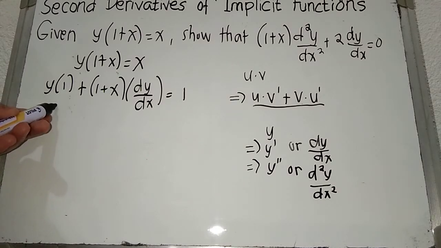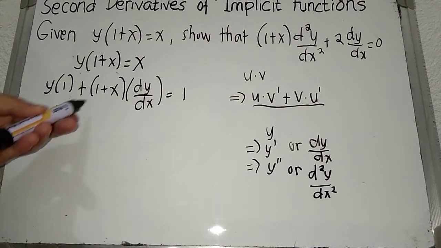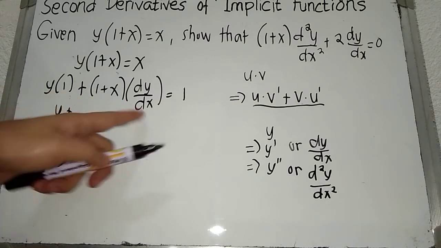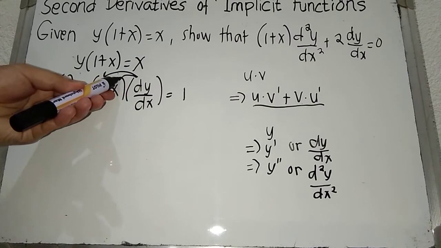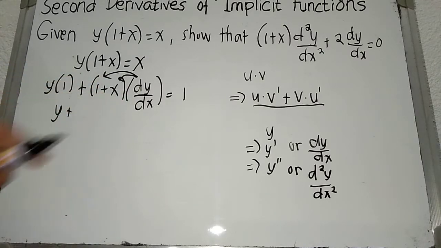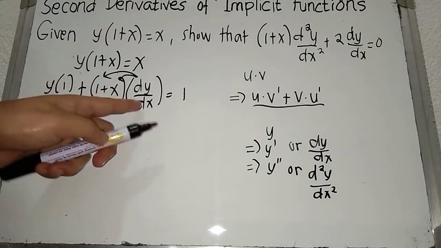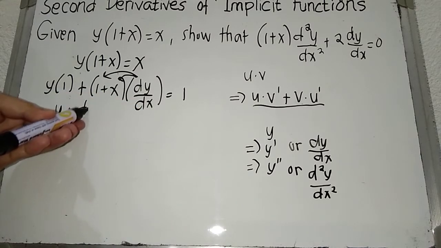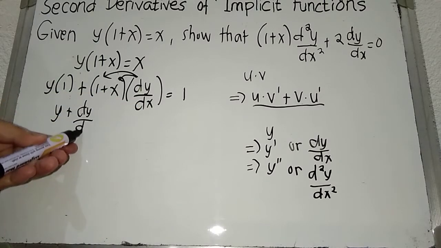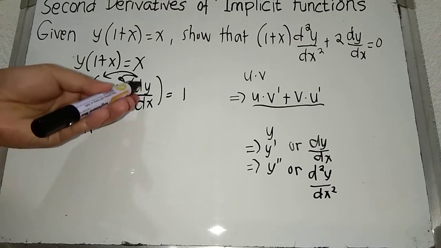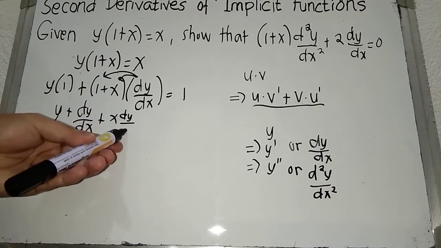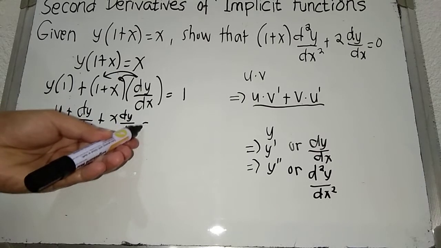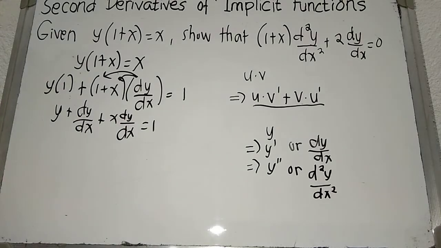Next thing to do is to simplify. So y times 1, that's y, plus, on the second term, we are going to use the distributive property. Distributing dy over dx to every term inside the parentheses, 1 times dy over dx is dy over dx, plus x times dy over dx is x times dy over dx, which is now equal to 1. So we are done with our first derivative.